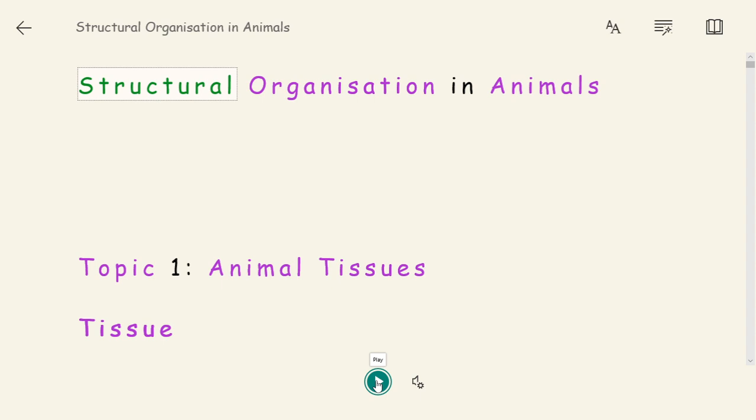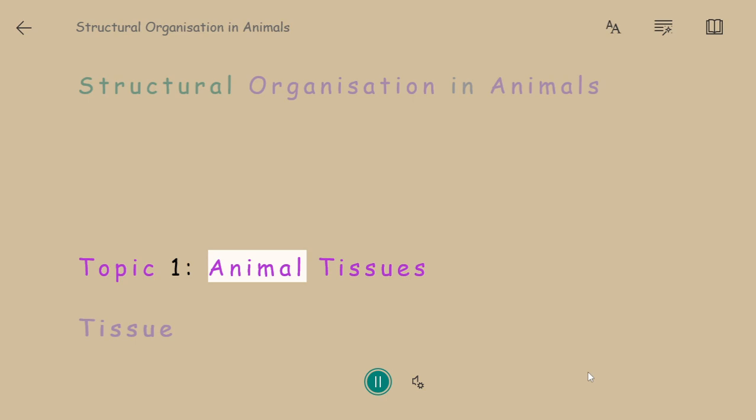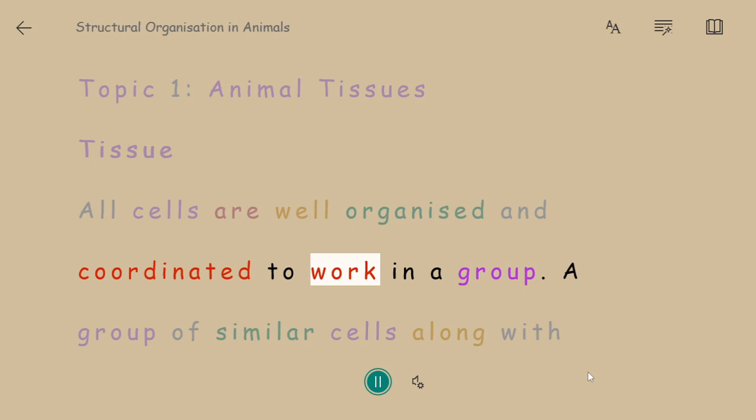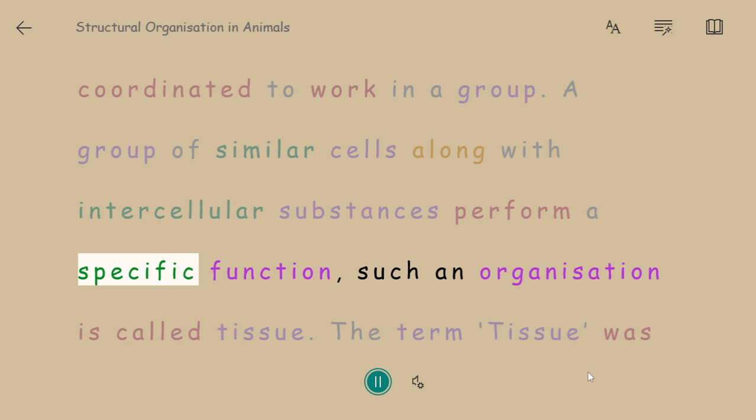Structural organization in animals. Topic 1: Animal tissues. Tissue. All cells are well organized and coordinated to work in a group. A group of similar cells along with intercellular substances perform a specific function. Such an organization is called tissue.